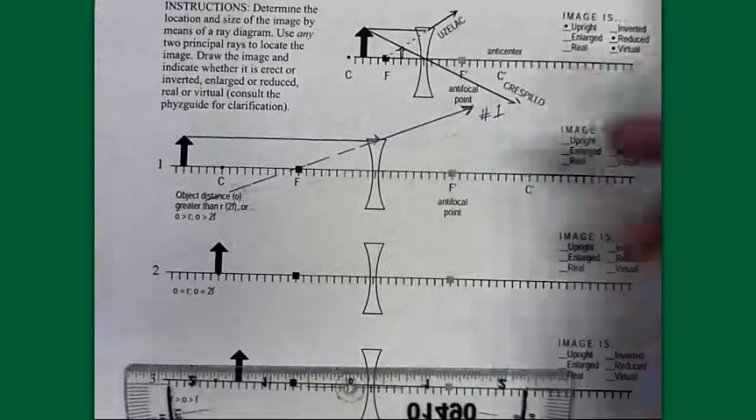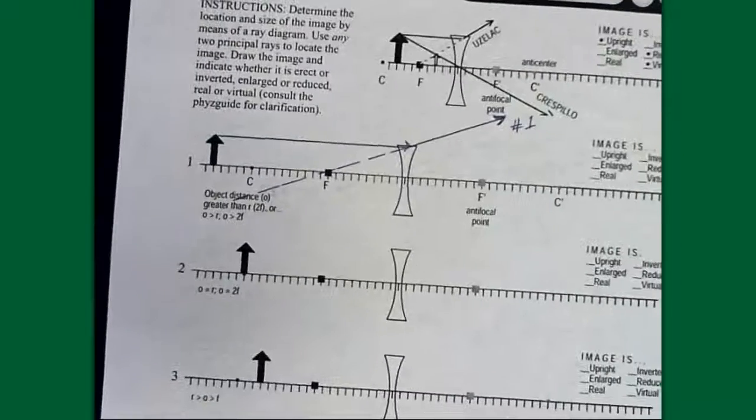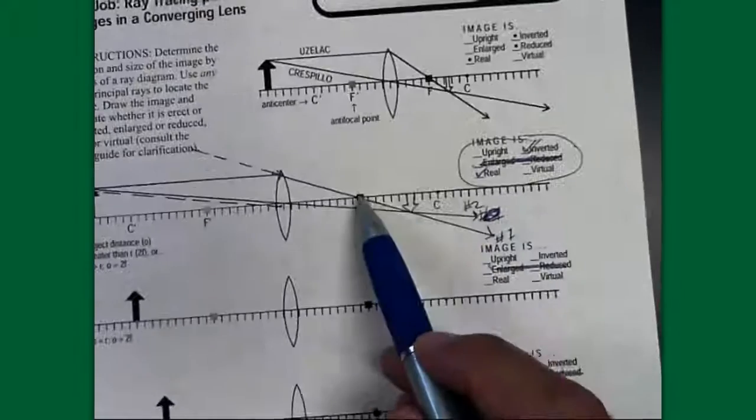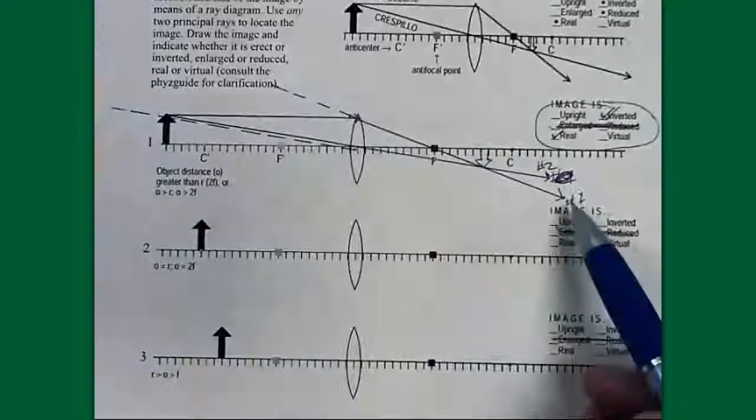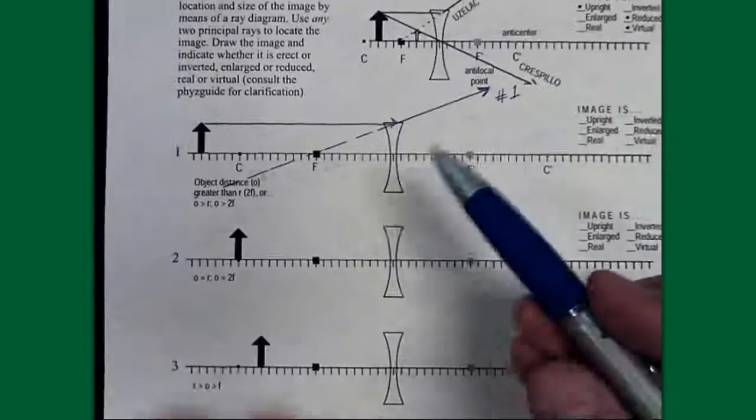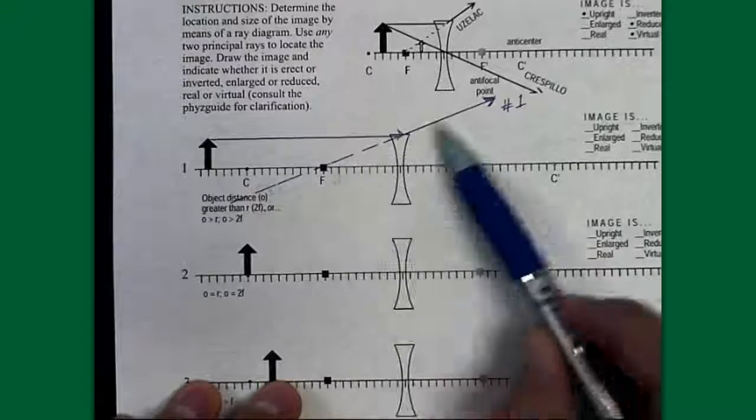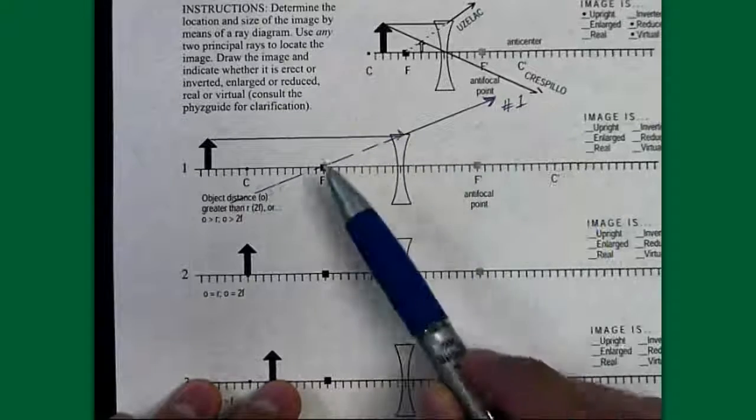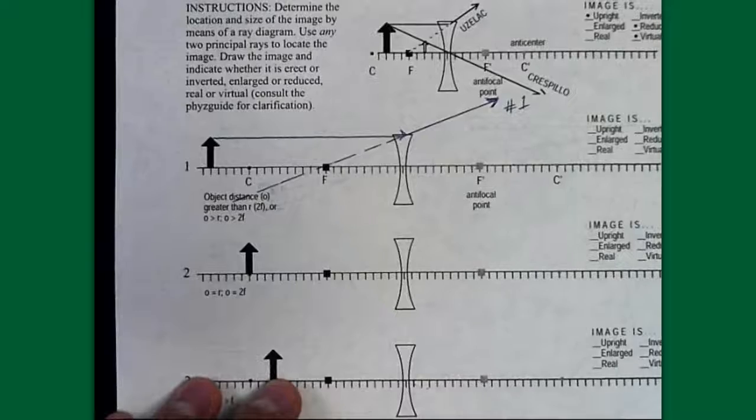It's verbally the same as ray number 1 before, except the focus is in a different place. The focus was on the right side over here, so we refracted it through the focus. It's still refracted through the focus, but it's refracted on a line that goes through the focus, and the focus is on the opposite side.